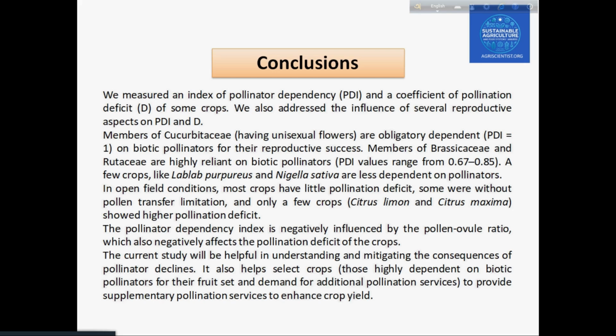Pollinator dependency index is negatively influenced by the pollen ovule ratio, which also negatively affects the pollination deficit of the crops. The current study will be helpful in understanding and mitigating the consequences of pollinator declines. It also helps select crops to provide supplementary pollination services to enhance crop yield.